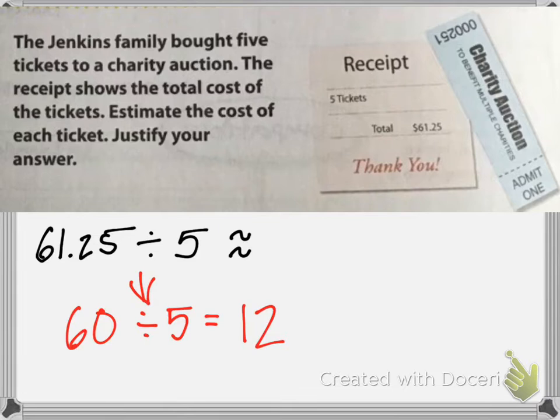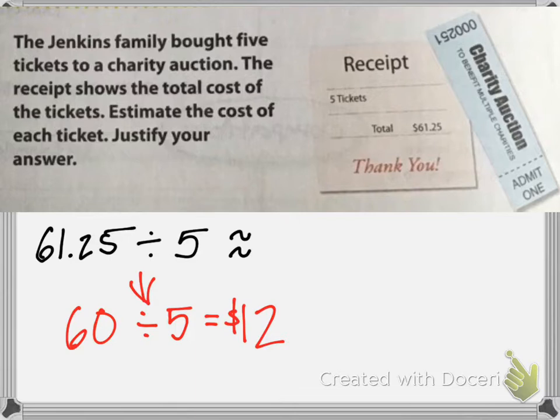Tamar wrote 65. Does that make him wrong? No. That's also close. If we divided 65 by 5, we would get 13. 12 and 13 are not that far off from one another, so we see, okay, our estimation works. Exactly. So we find out the cost of each ticket is about $12.